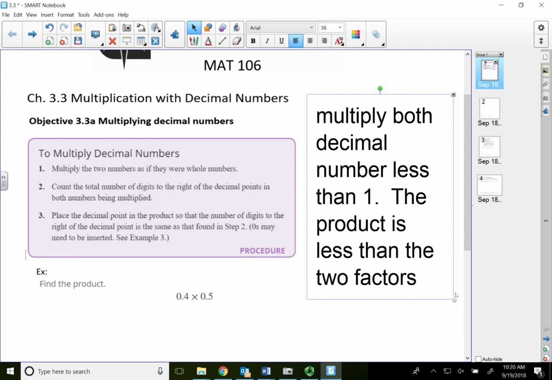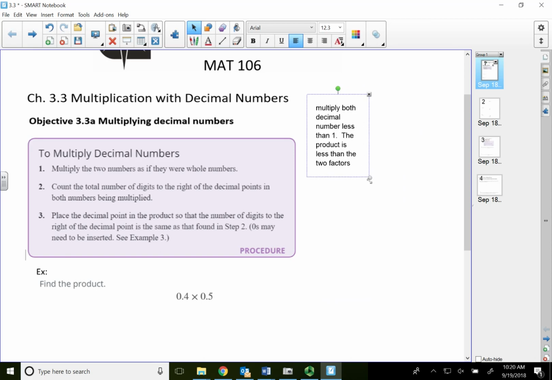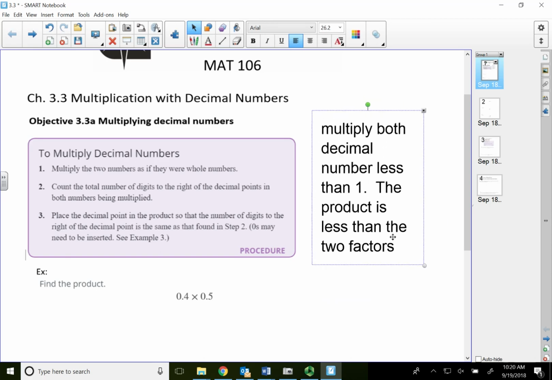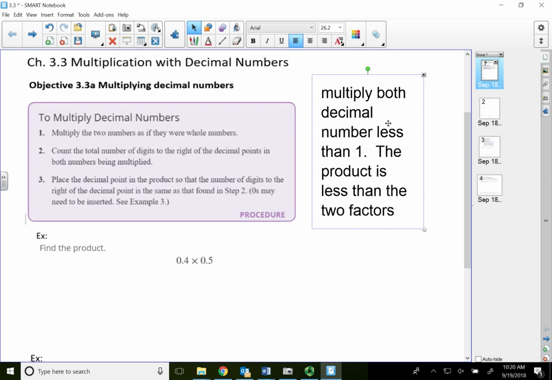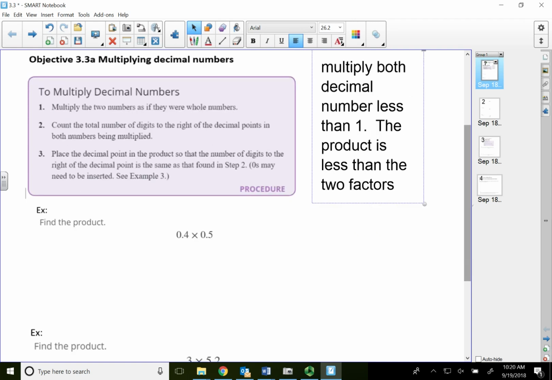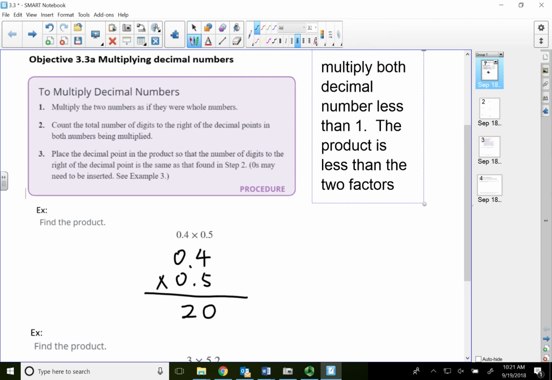Let me multiply this real quick, and then I'll explain why that's the case. This only applies if you're multiplying two numbers that are both less than 1. If I write this out vertically, it will look something like this. But I'm going to treat this as multiplying whole numbers, which is 4 times 5, 20. Then we count the total number of decimal places between the two numbers. 0.4 has 1 decimal place, 0.5 has 1. So I got 2 decimal places.